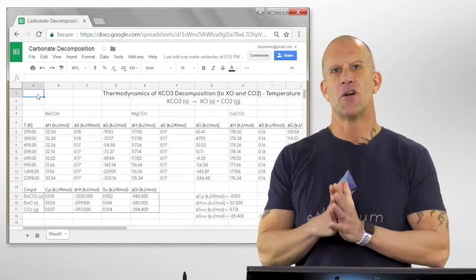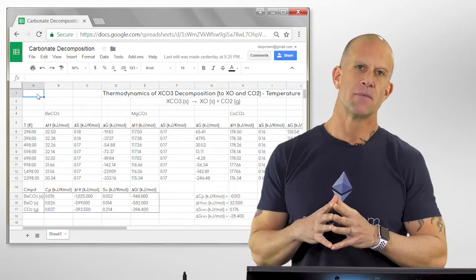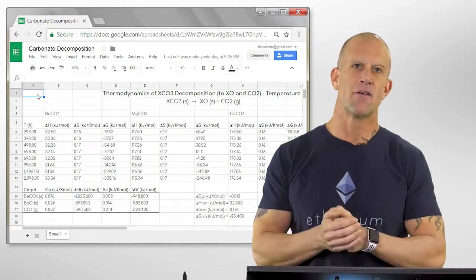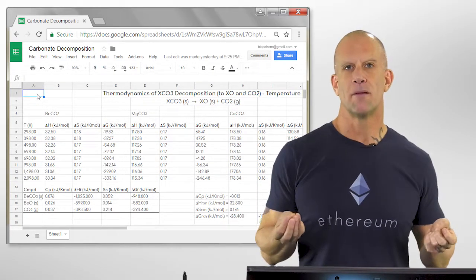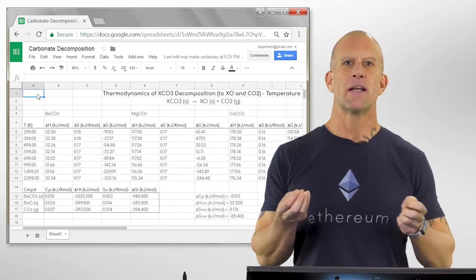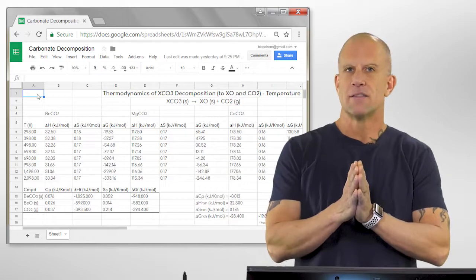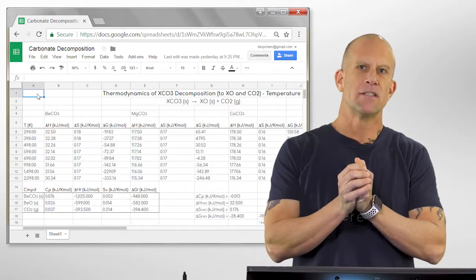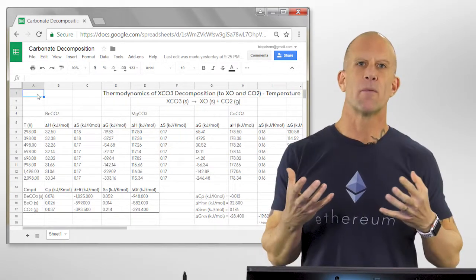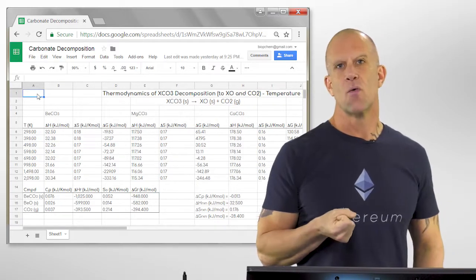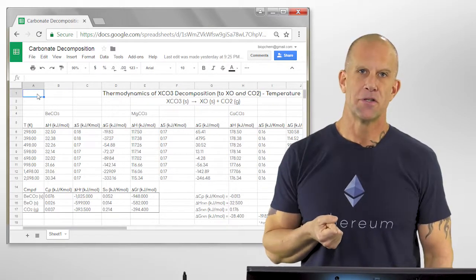I want to show you an example problem using Google Sheets to solve a fairly common problem in thermodynamics, which addresses an issue that's common to most of us, which is global warming and the idea of sequestering CO2.